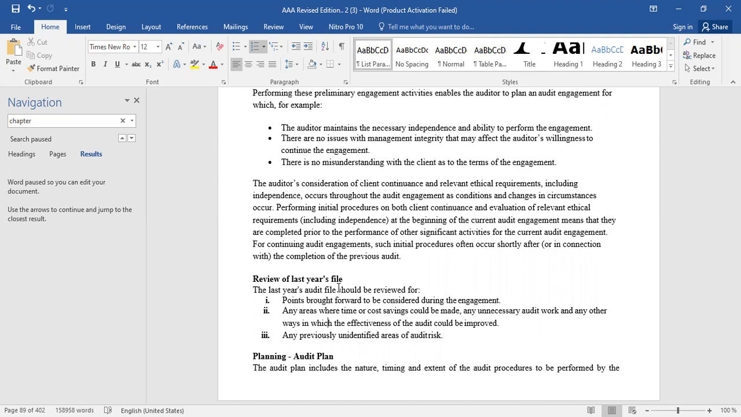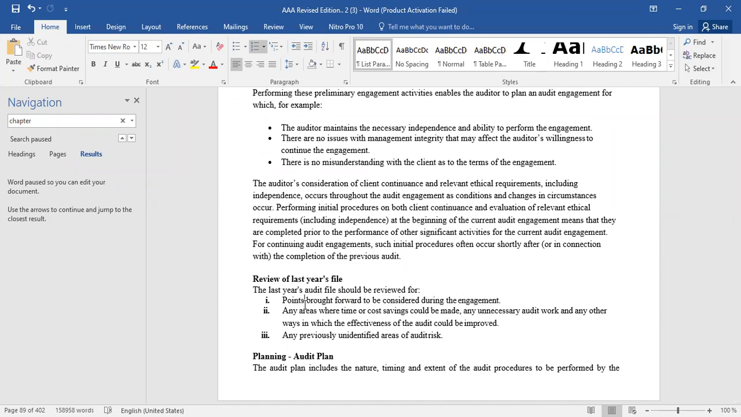So those things that you're looking at, the points that were brought last year, that is what we are talking about, management ML points. You remember when we were talking about management letter, I showed you a practical example of how it looks like. Those issues that were raised are called management points or management letter points, ML points. Now, those points that were brought forward, you have to consider them this year. Those issues that you raised in the previous year's audit, you have to bring them and check them this year.